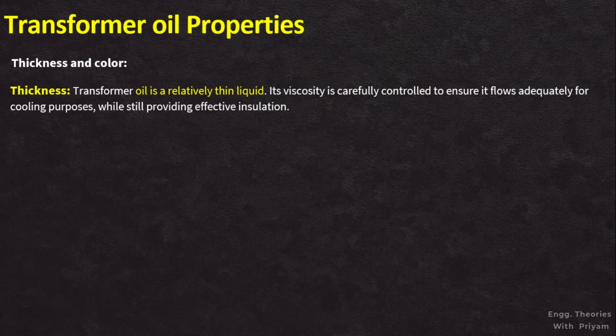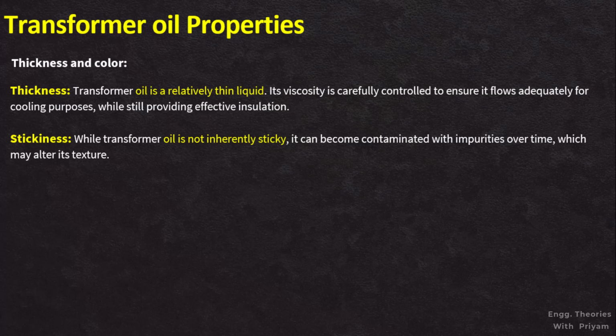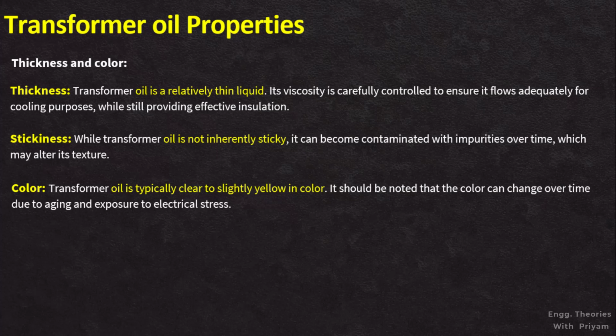Thickness and color. Thickness. The transformer oil is a relatively thin liquid. Its viscosity is carefully controlled to ensure it flows adequately for cooling purposes while still providing effective insulation. Stickiness. While the transformer oil is not inherently sticky, it can become contaminated with impurities over time, which may alter its texture. Color. The transformer oil is typically clear to slightly yellow in color. It should be noted that the oil can change color over time due to aging and exposure to electrical stress.